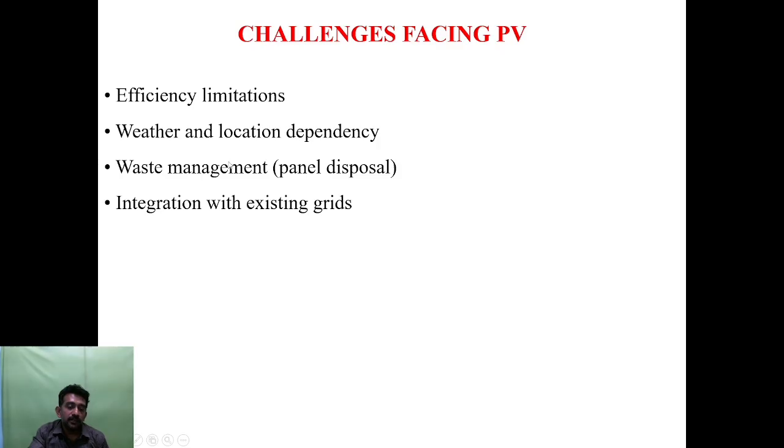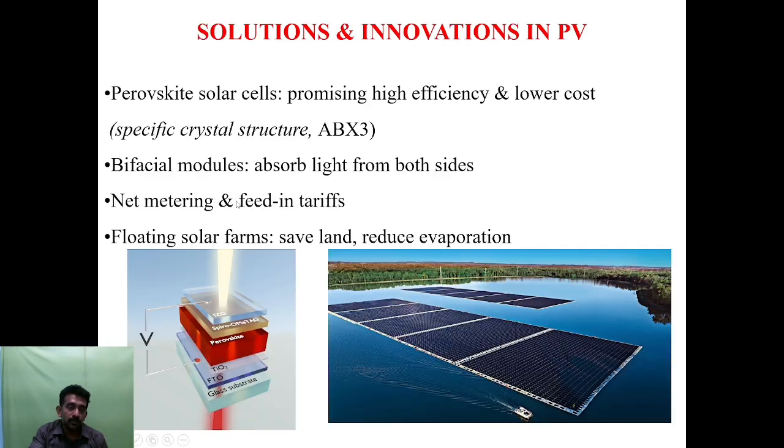And next, integration with the existing grid. Because it produces DC power, it is connected to an inverter, and it has to synchronize with the AC power of 50 Hz frequency. Again, this becomes one of the toughest challenges that PV is facing.